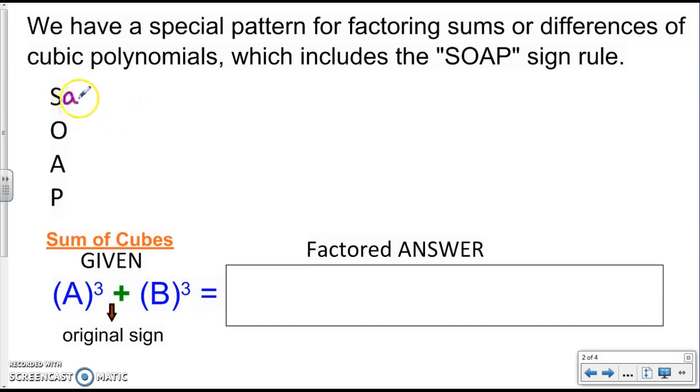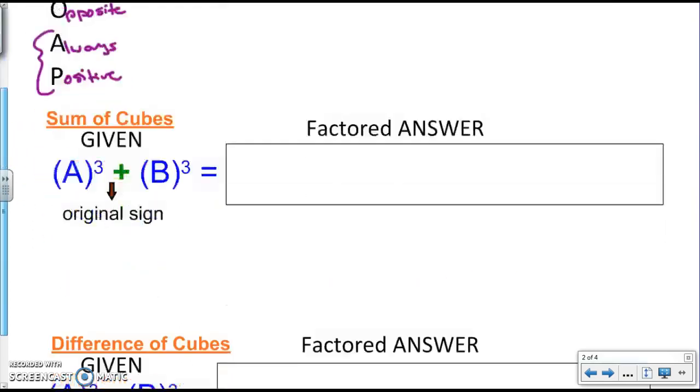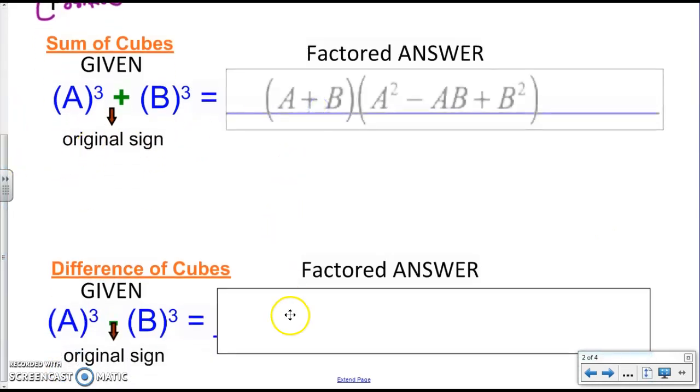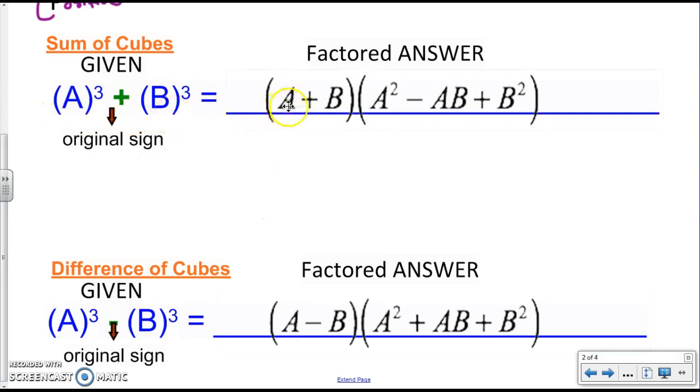SOAP stands for same sign, opposite sign, and then these two go together. That last sign is always positive. So when we do this, I try to find my A and my B, and then write this out. The pattern for these two is always the same. Once I figure out A and B, I have A, B, and then A squared, AB, and B squared for both of those. So the pattern is the same.